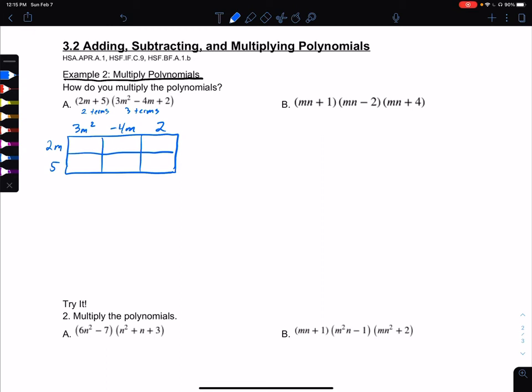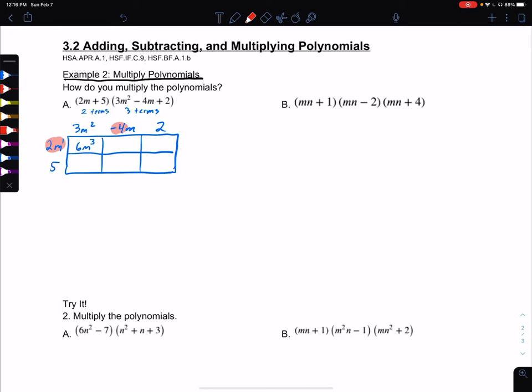So to fill in each box from the chart, we would take each of these terms and multiply them together. So we would do 3m squared times 2m. 3 times 2 would give us 6. And this is where we have to be careful. We're going to have m, but when we multiply the bases, we add the exponents. So this is going to become 6m cubed. And then we just continue that process to fill everything else in.